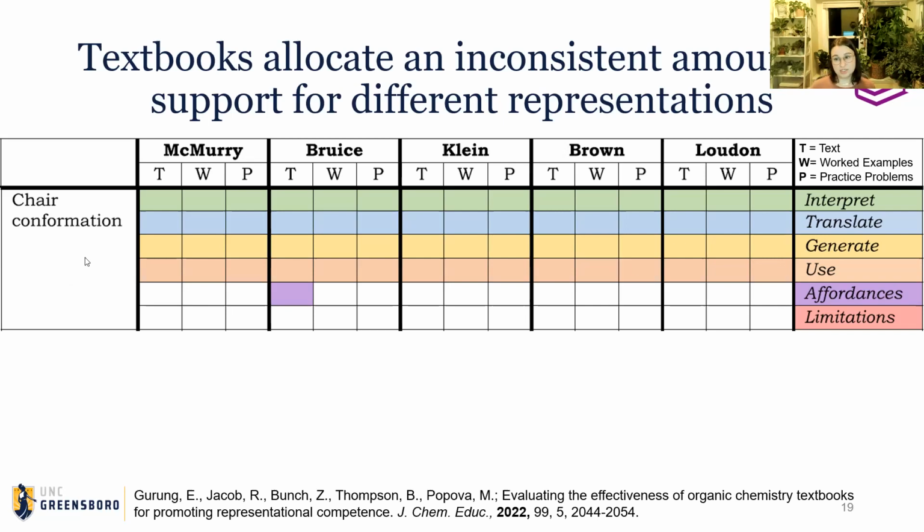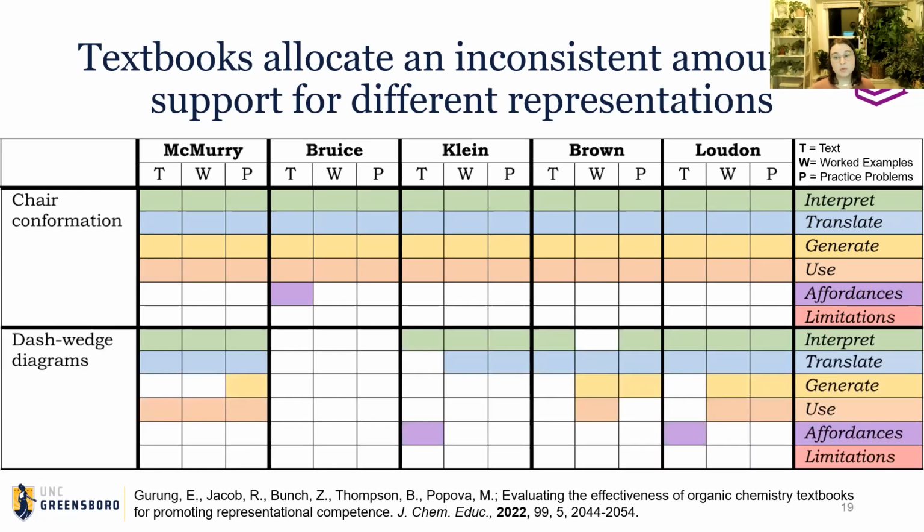When we look at the data for chair conformation, we notice that across the 5 textbooks, things look very similar, right? All 5 textbooks very consistently teach interpret, translate, generate, and use skills for these representations across text, work examples, and practice problems. So that's an interesting observation. Now, when we look at the same analysis for dash-wedge diagrams, we see a big difference in our findings. Again, interpret, translate, generate, and use are the most commonly supported skills, but things are pretty spotty. Textbooks don't consistently teach them across text, work examples, and practice problems.